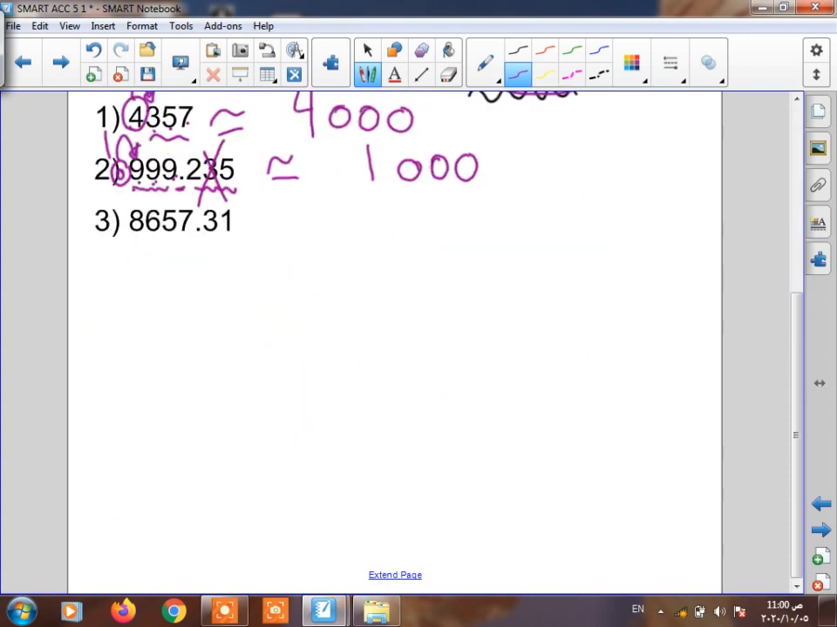Next example, also approximate to the nearest thousand. Each time I mix it up, where can I go? Each time go to my policeman, the decimal point, and ask, where can I go, right or left? If you go to the right, you will have the decimal number.